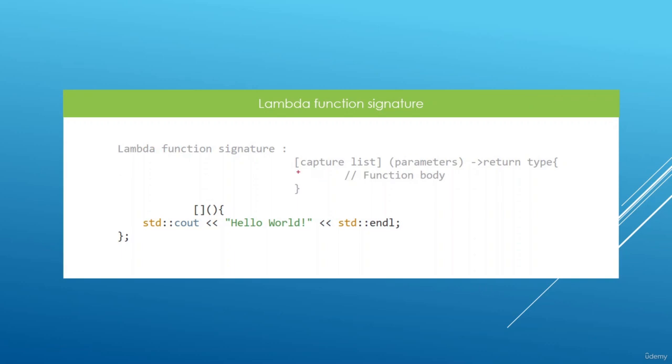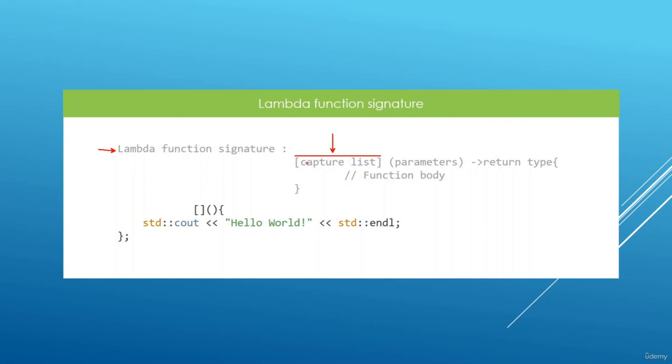Before we talk about anything about lambda functions, we're going to first see the lambda function signature. And there is a special syntax you have to follow if you want to set up a lambda function in C++. The first thing you have to put in place is angle brackets like this. And that's going to be your capture list. We are not going to talk any more about this. We're going to have a chance to talk about this in detail.